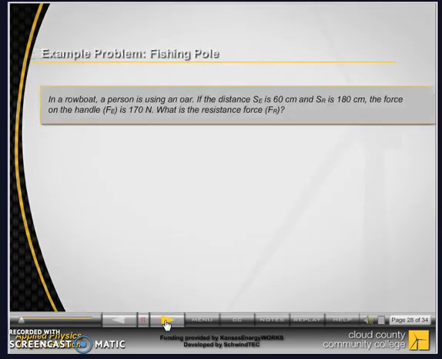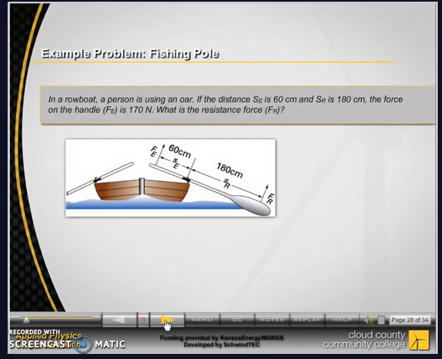In a rowboat, a person is using an oar. If the distance S sub E is 60 centimeters and S sub R is 180 centimeters, the force on the handle is 170 newtons. What is the resistance force F sub R?